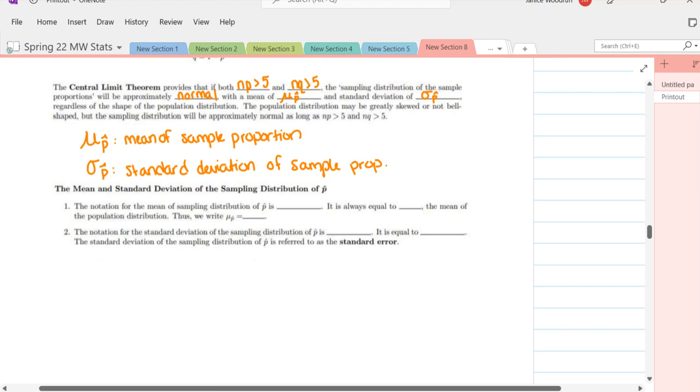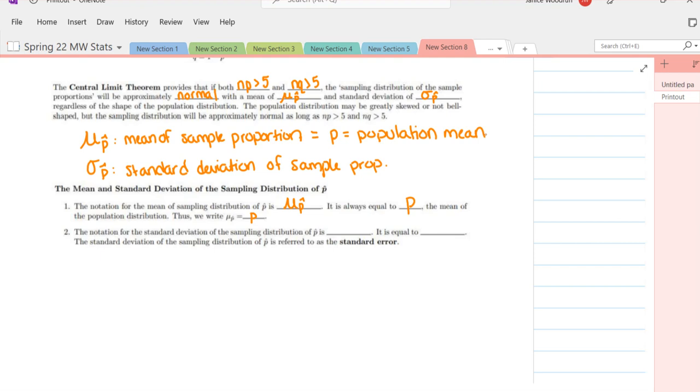Okay, then we have the notation for mean, which we have up here, is mu p hat. We're going to say that's always just going to be equal to the population mean. So therefore we write that mean of p hat is equal to p. So mean of the sample proportion is going to be equal to p, the population mean. Just like it was for the last section. Okay, so as long as we have the central limit theorem in effect, the mean is going to be the same across the proportion and the sample proportion and the population.